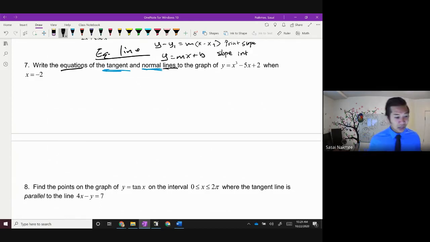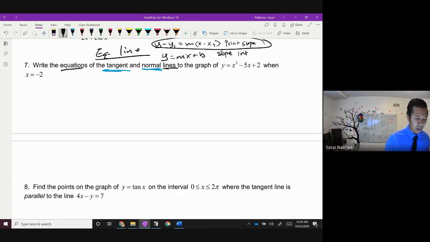For calculus sake, writing an equation of a line is easiest using point slope form. You can use slope intercept form, but I don't suggest it. Point slope is going to be the easier one because all you need is a point and a slope. And most of the times you don't actually have the y-intercept, and it takes a little bit of effort and a little bit of work to find that.